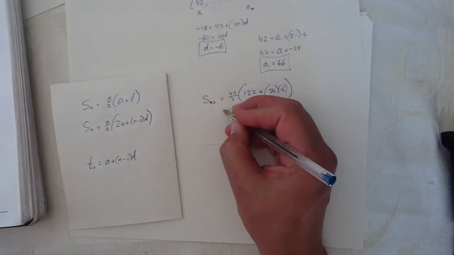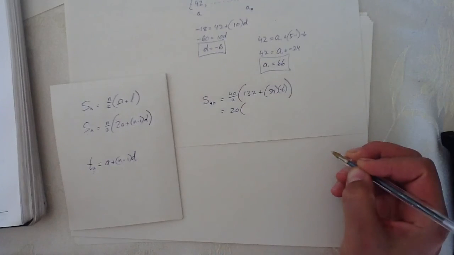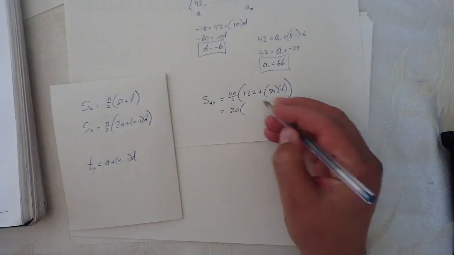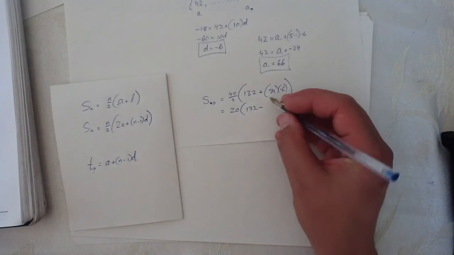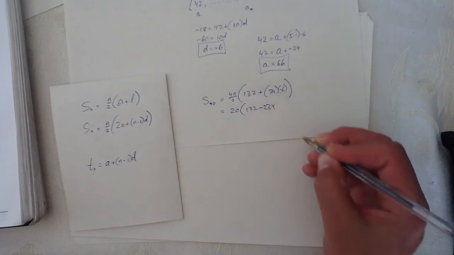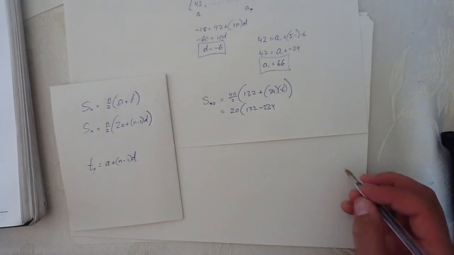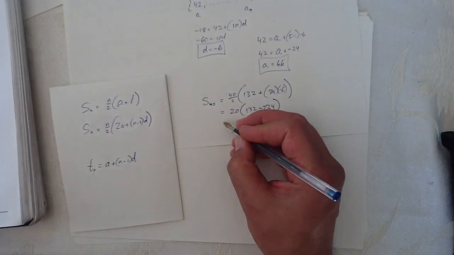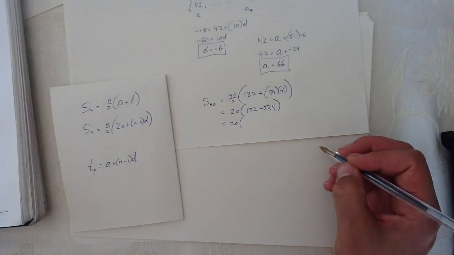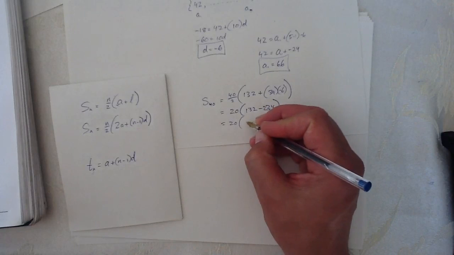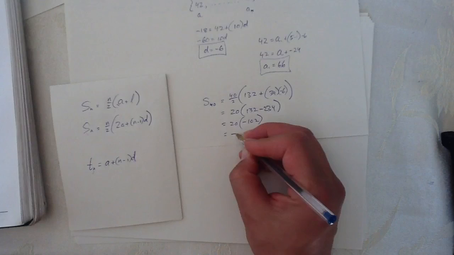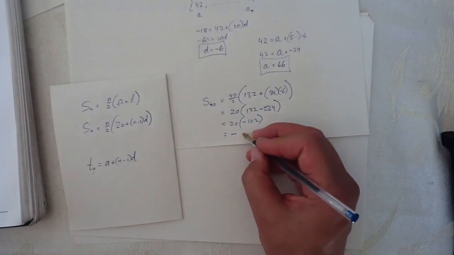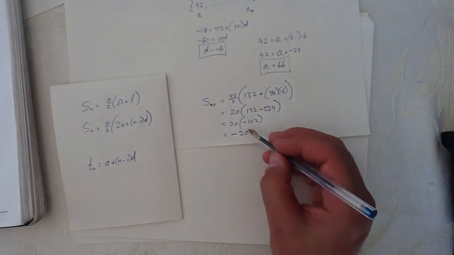I don't have a calculator handy, so I'll do what I can in my head. So 132 minus 234 equals 20 times negative 102, which equals negative 2040. Oh, I could do it without a calculator after all. There's your answer.